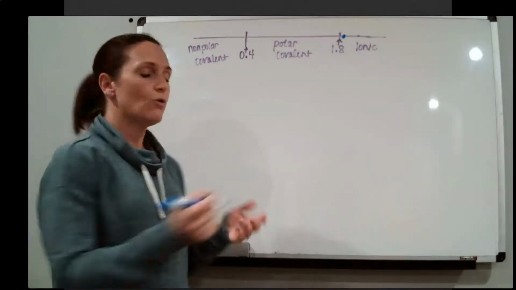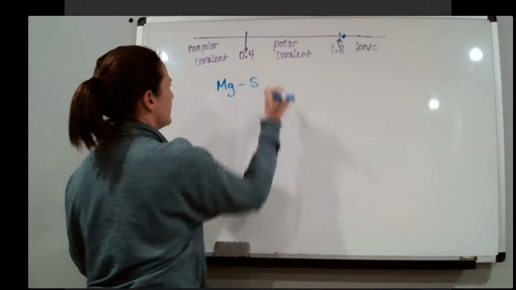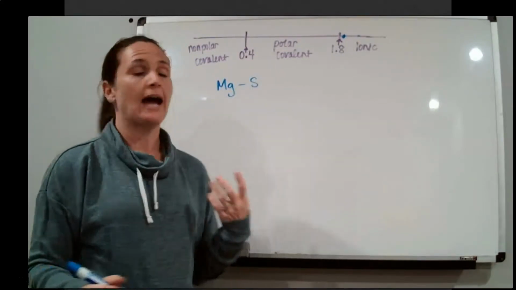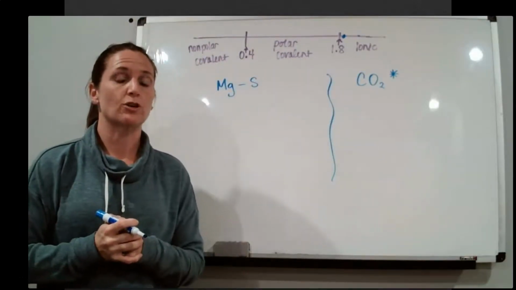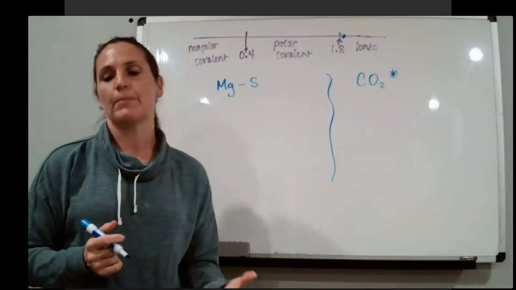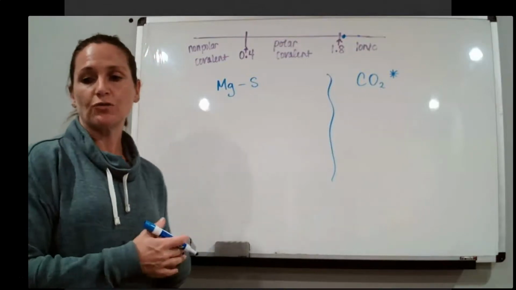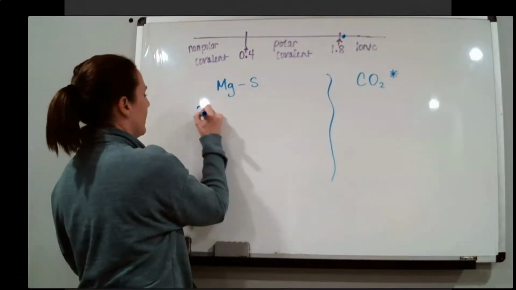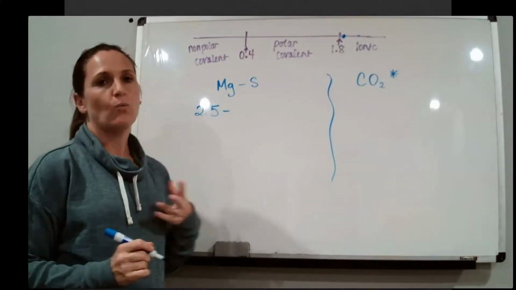We're going to look at two more examples, magnesium sulfide, MgS, and we're also going to look at CO2. We're going to learn something new when we look at CO2, so make sure you're paying attention for that one. So for MgS, we look them up again on the periodic table or in a chart in your book, and we find that sulfur is 2.5, where magnesium is 1.2.